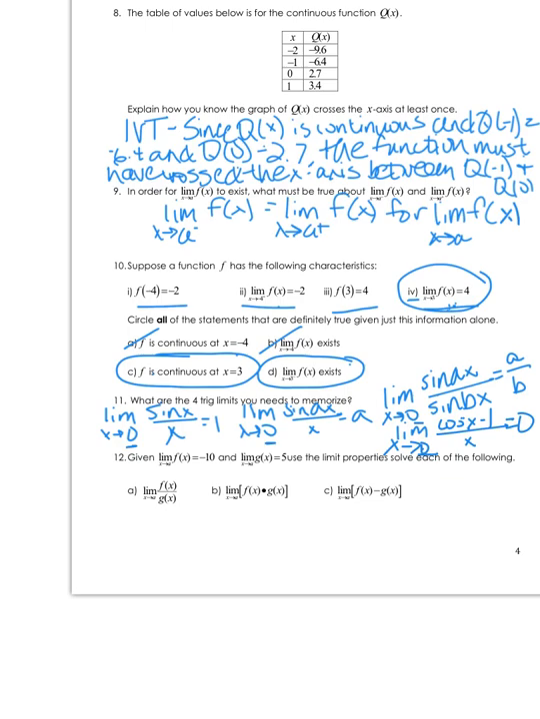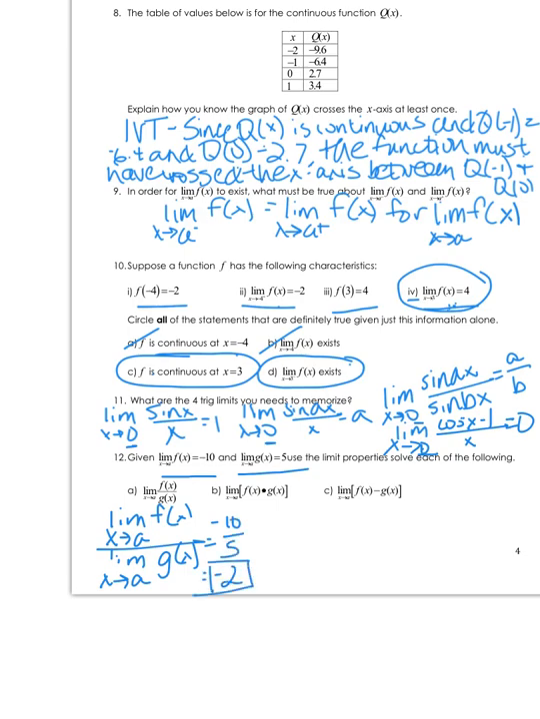So what they're asking you to do is they're saying we have the limit as x approaches a of f of x is negative 10, and the limit as x approaches a of g of x is 5. Use the limit properties to solve each of the following. So we have the limit of f of x over g of x, okay? Basically what that means is I can split these up and have the limit of f of x over the limit of g of x. And I actually already know both of those because they gave them to me. So negative 10 divided by 5 is negative 2. A is negative 2. That's really all you're doing.